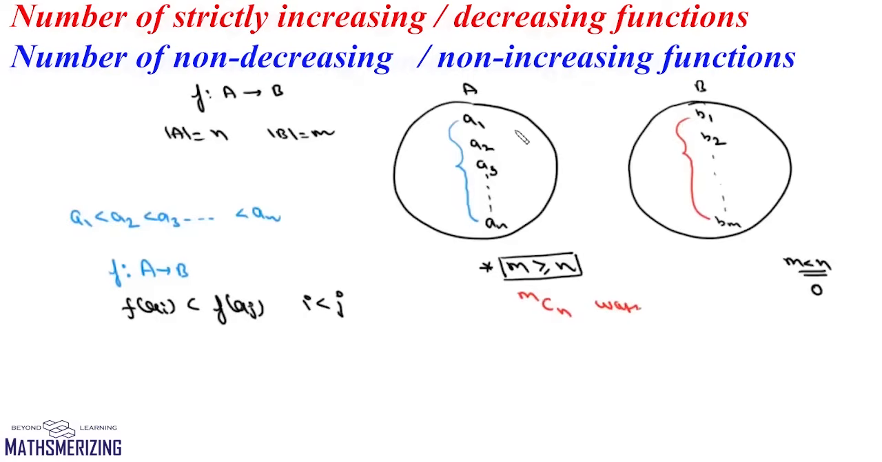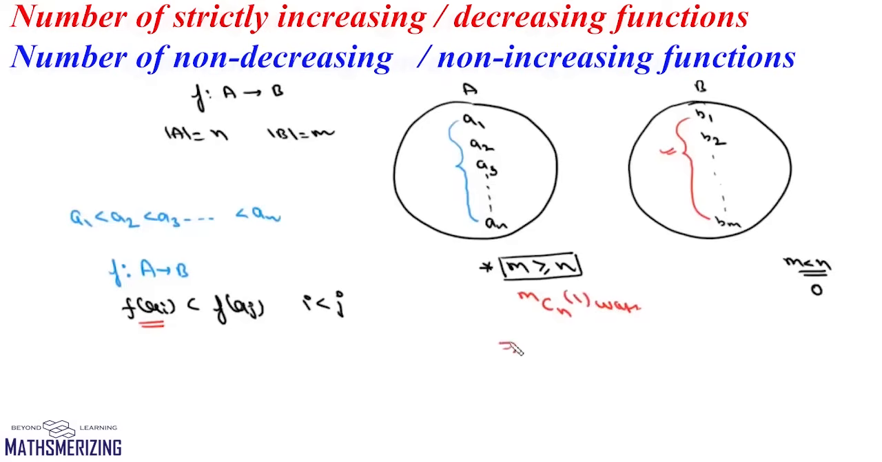Now we have to map each element in A with an element in B so that f(ai) is less than f(aj). That means the selected n numbers in set B must be mapped with elements in A in an ascending order. Now, in how many ways can we arrange n distinct elements in ascending order? There is only one way possible.